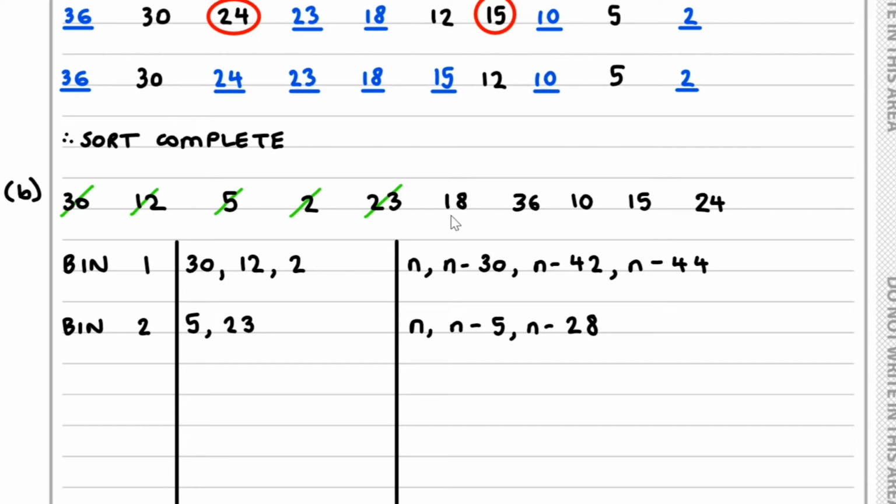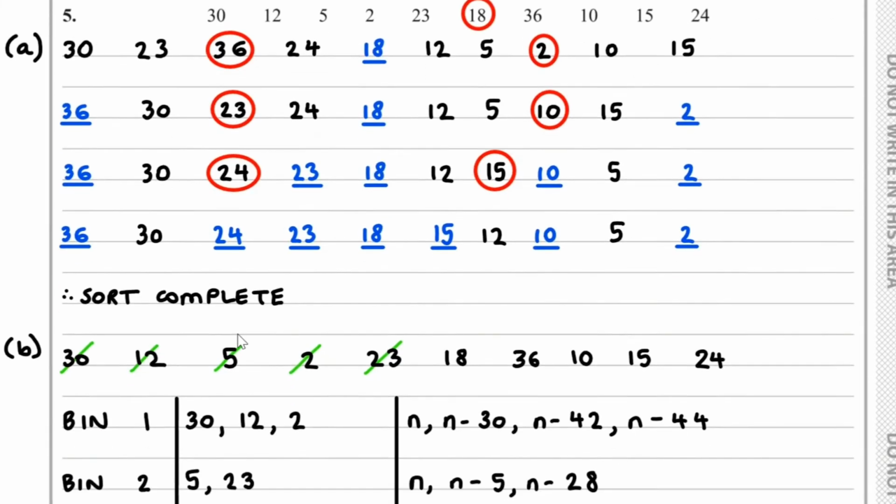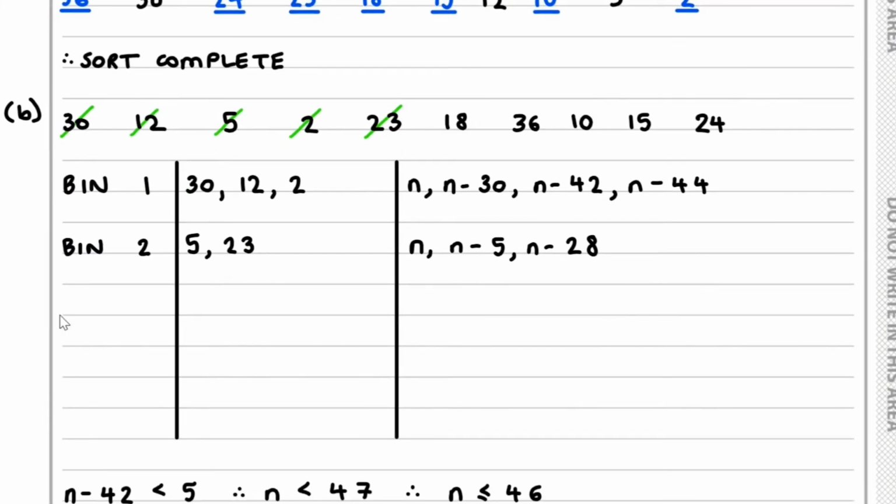Now, we need to sort the 18. Now the 18 has been placed into a new bin, bin number 3. So, if I open up a new bin, bin 3 say, it's got space n, I place the 18 into bin 3, which means the remaining space is n minus 18. So let's cross off the 18, indicating we've used it up.